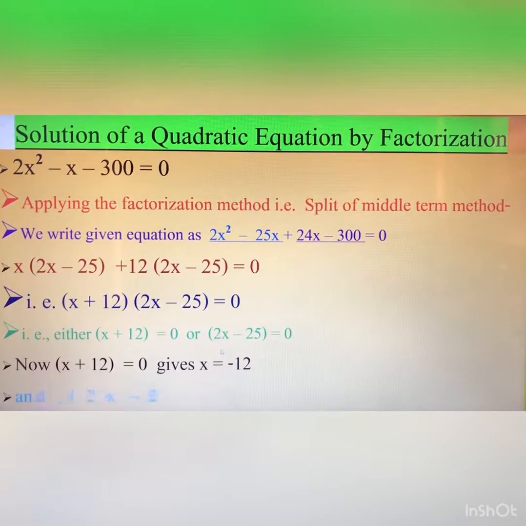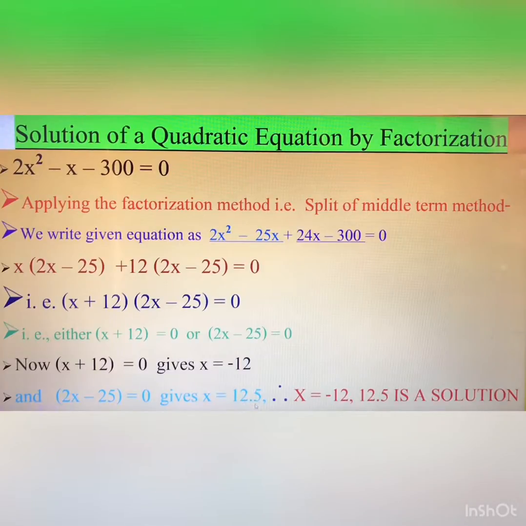And when 2x minus 25 equal to 0, this gives x equal to 25 by 2, which means 12.5. Therefore, x equal to minus 12 and 12.5 are the solutions of this quadratic equation. It means minus 12 and 12.5 are the zeroes, that is the roots, of the quadratic equation.